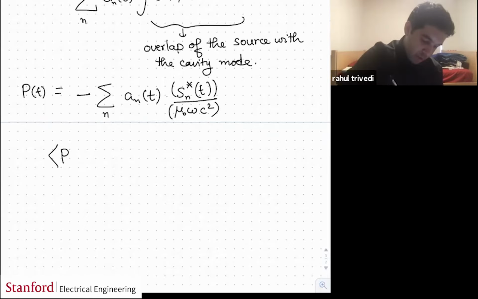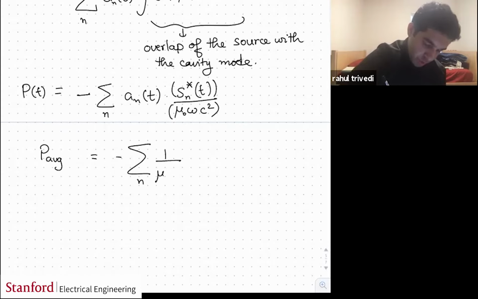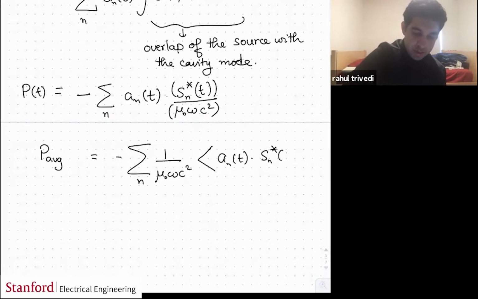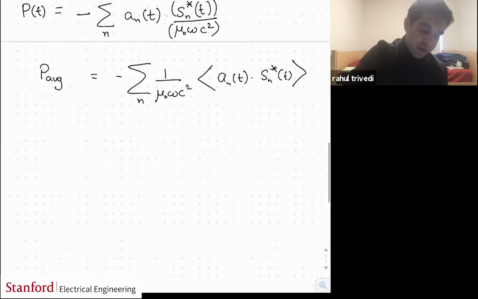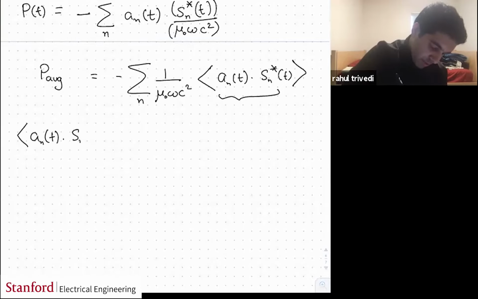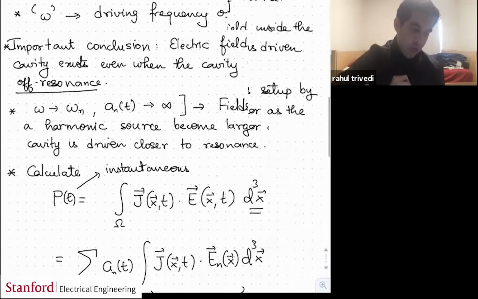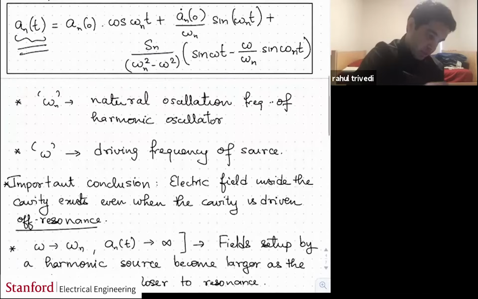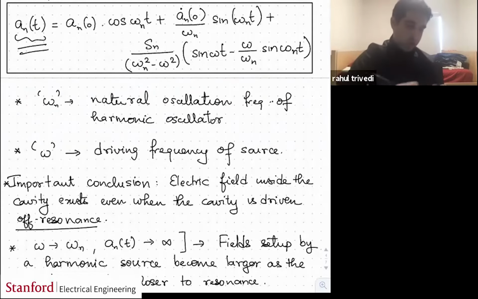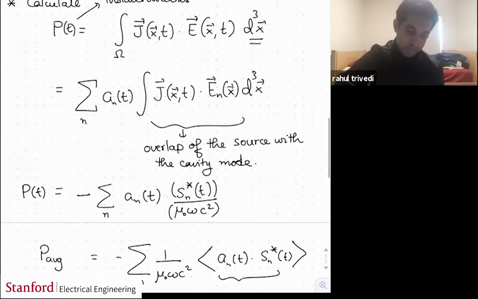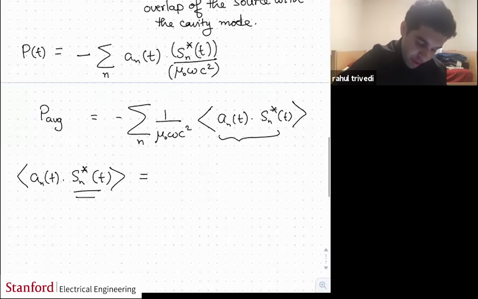So we want to be able to calculate this average power, P average. And that is just, we'll write it notationally as mu naught omega c square, an average of an of t times Sn star of t. Okay, so now if you calculate this average, this is actually quite easy to do. You know what an of t looks like, which is essentially this. And you know what Sn of t looks like, which is here, right? So you can put these two together, and what you will find.